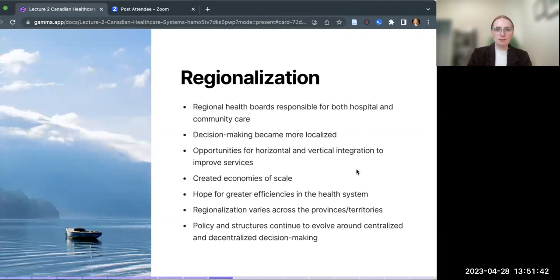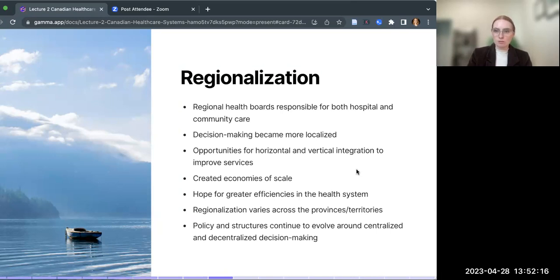Okay. Regionalization. So regional health boards are responsible for hospital and community care. So if you're located in the interior, then that would be Interior Health. But then we also have Fraser Health, Island Health, Vancouver Coastal Health, and Northern Health. So those are the bodies that are really responsible for driving community and hospital care. So decision making is more localized, but it's not perfect.